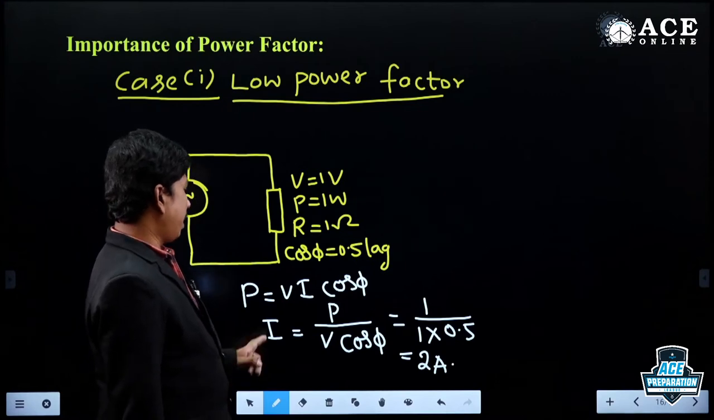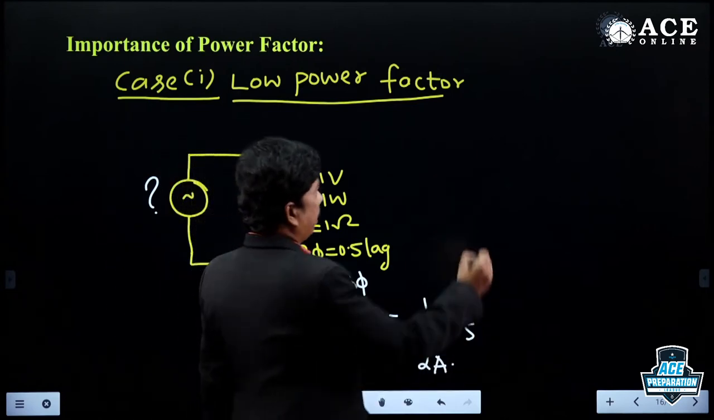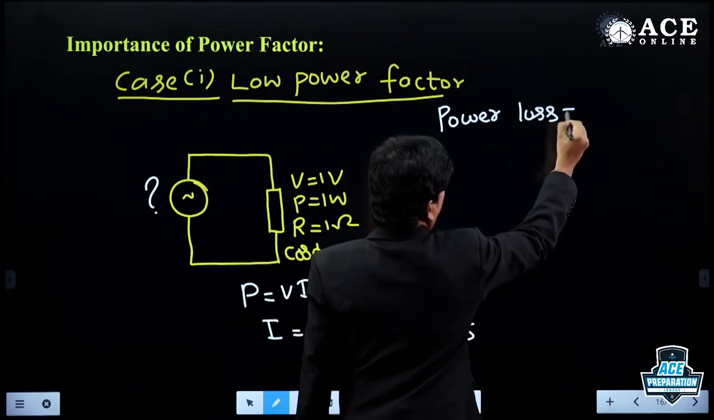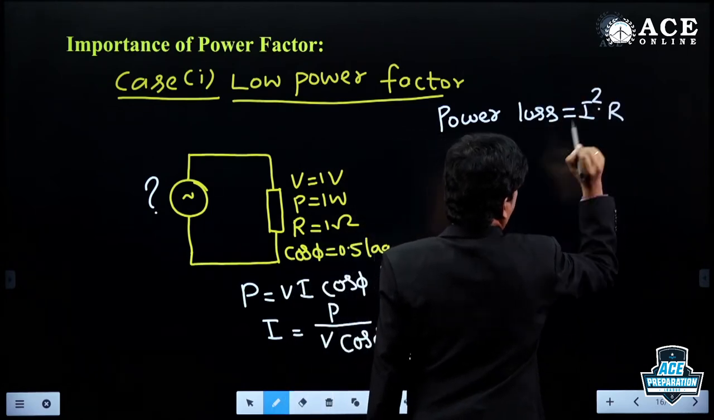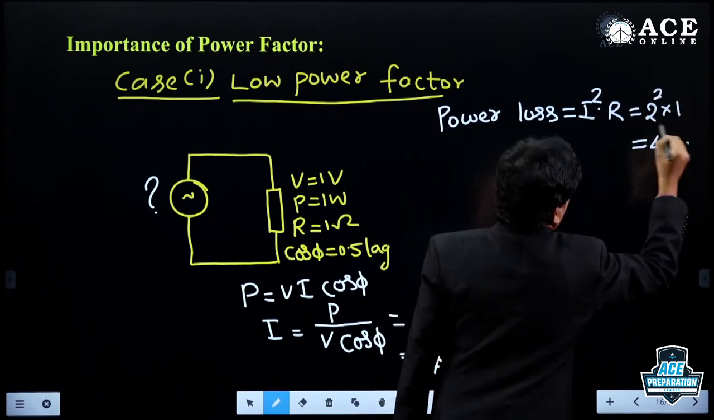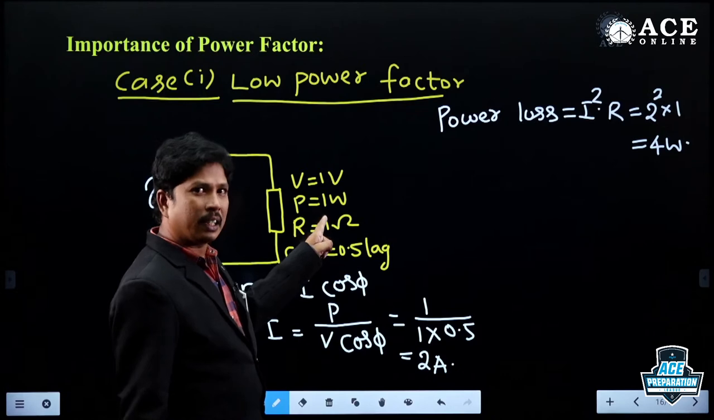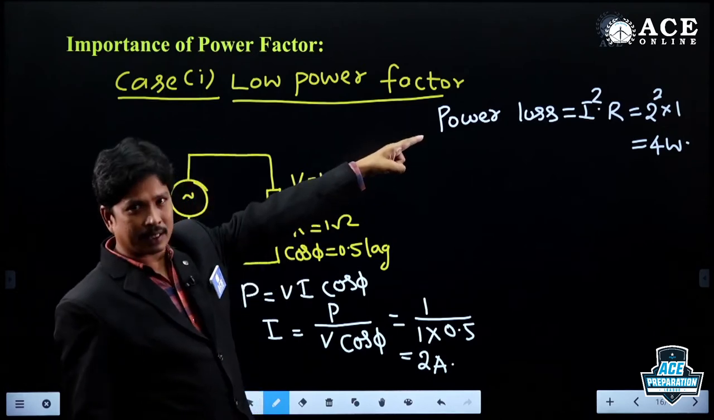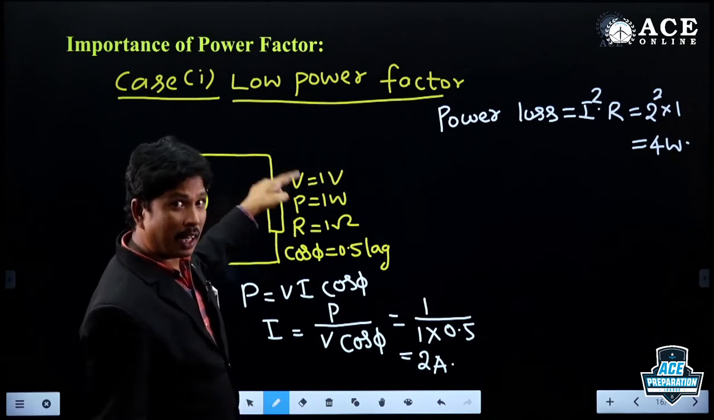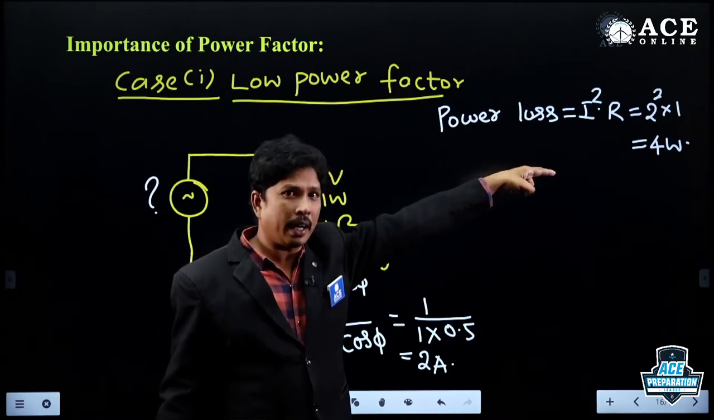Clear? Once you have calculated the current, since the load has some resistance, I can calculate the losses. What is the power loss? I squared R, which is 2 squared into 1, which is 4 watts. Now see here, to supply a load of 1 watt, the losses in the system are 4 watts. Are you getting the point here? To supply a load of 1 watt, we are supplying a loss of 4 watts.